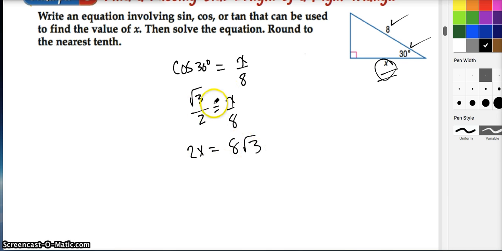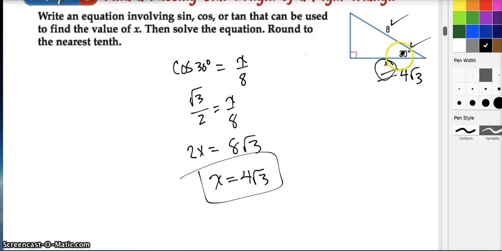That's me just cross multiplying, friends. Divide both sides by 2. I get that x is equal to 4 root 3. Pretty nice, huh? I guess I should have gotten that too, though, just by looking at it, now that I'm thinking about it, because this is clearly a 30, 60, 90 right triangle. I'm sure one of y'all saw this and was like, why is she doing so much work?